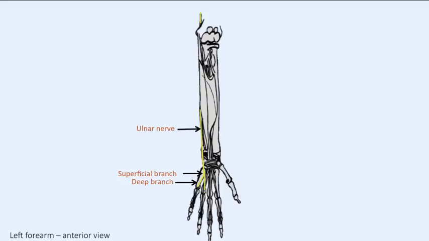The ulnar nerve has no innervation in the upper arm. At the elbow, the ulnar nerve continues through the epicondylar groove, which is formed by the medial epicondyle of the humerus and the olecranon process of the ulna.